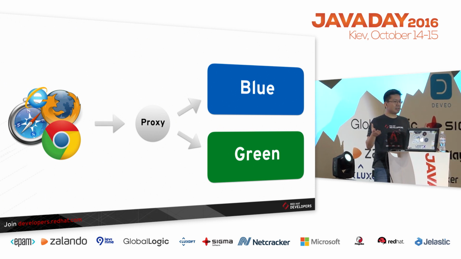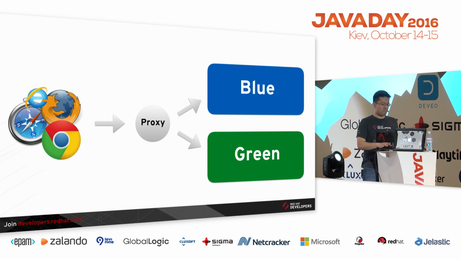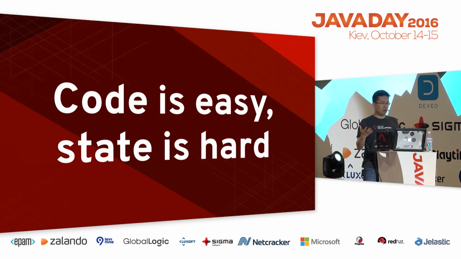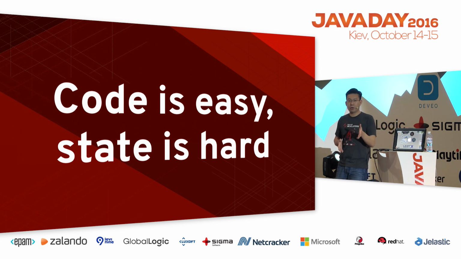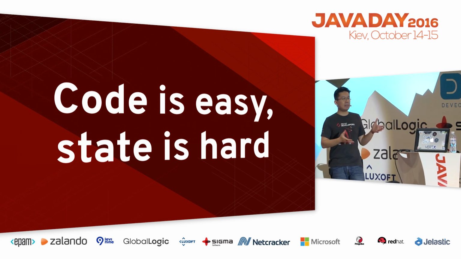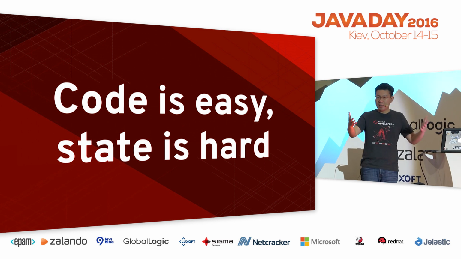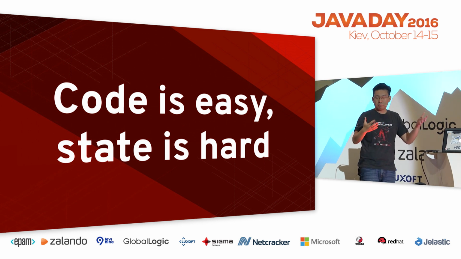And I always like to say that code is very easy. Because with code, you just undeploy your artifact and deploy the new version. It's already running. You don't have to worry about other things. But state is always hard. How do I handle the state that is in the session of my users? Sometimes it's going to break. Sometimes it's not going to break.